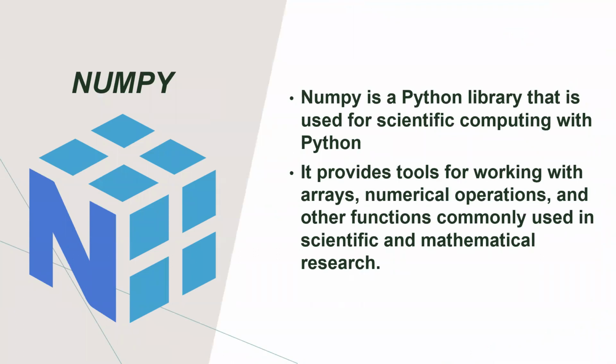NumPy is a Python library that is used for scientific computing with Python. It provides tools for working with arrays, numerical operations, and other functions commonly used in scientific and mathematical research. NumPy is a Python library used for working with arrays. It also has functions for working in the domain of linear algebra, Fourier transform, and matrices.